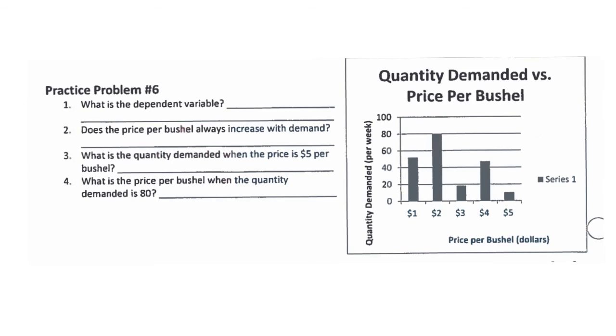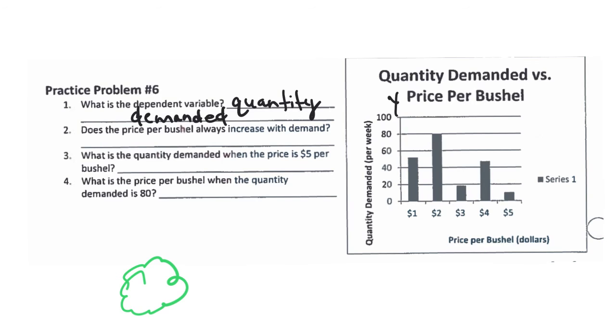Okay, in problem 6, we're looking at the quantity demanded versus the price per bushel. A bushel is like a bush in a yard. So if I'm looking at this, the first thing it wants to know is what is the dependent. I know in math class I said 99% of the time it's money, but for this scenario, it actually isn't. You always want to look at your y-axis, and it is the quantity demanded.